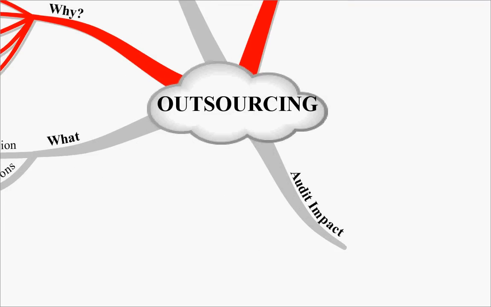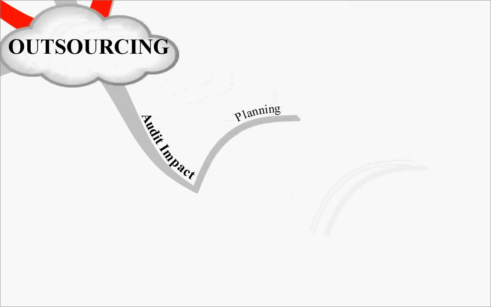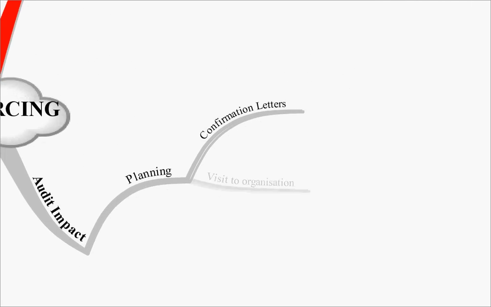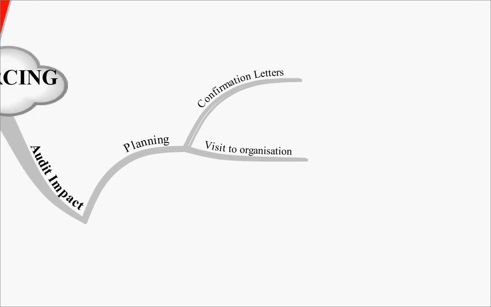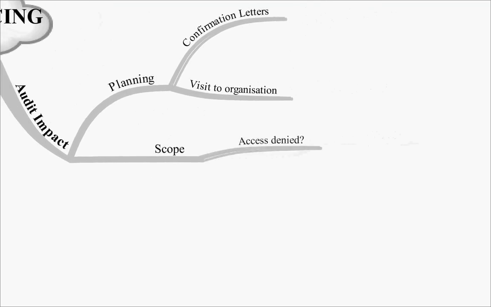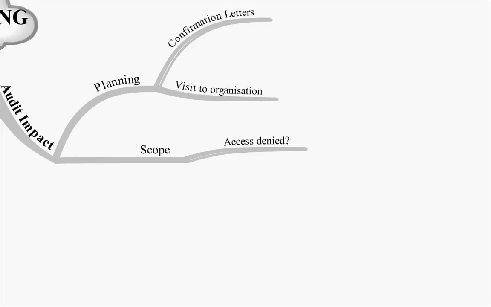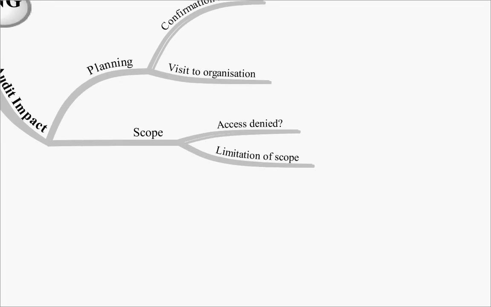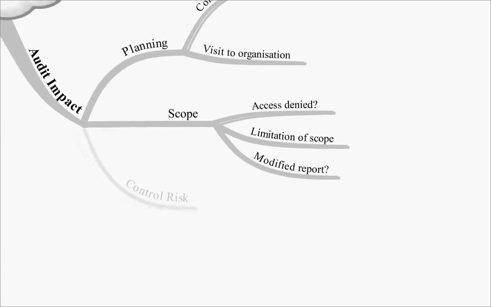So the impact on your audit if your client is outsourcing some of these functions: well, when you're planning the audit, you'll have to get confirmation letters from the outsourcer, and you may have to visit that organisation, so you'll have to plan for those things. The scope will be affected. If you've got access denied to some of the information, well then you may have to consider a limitation of scope, modifying your report.